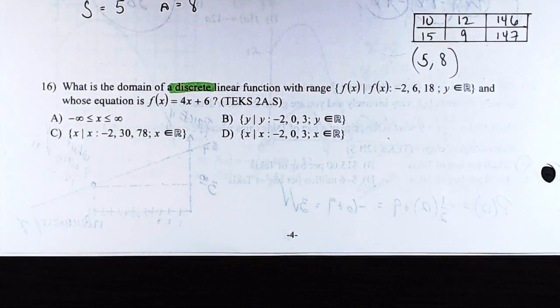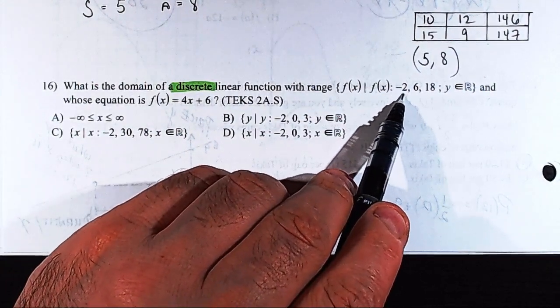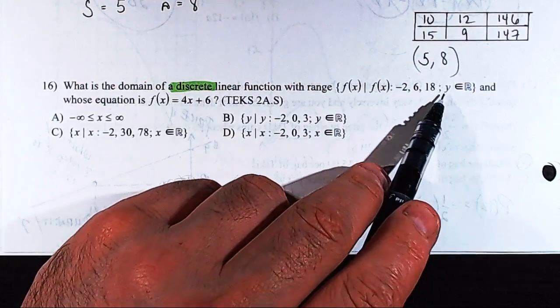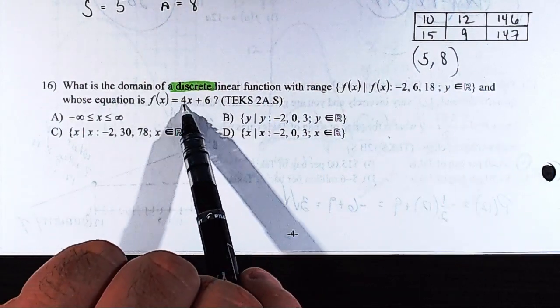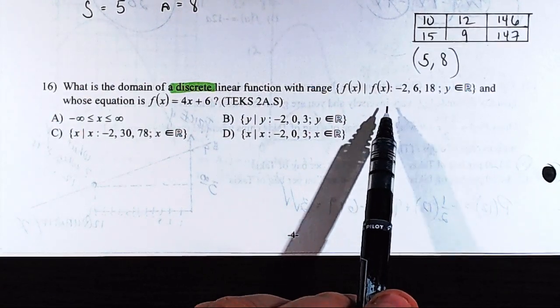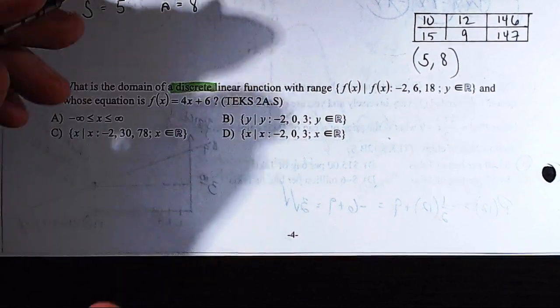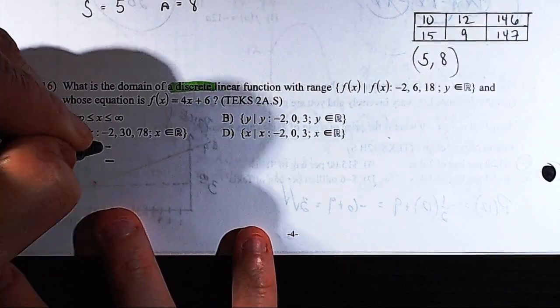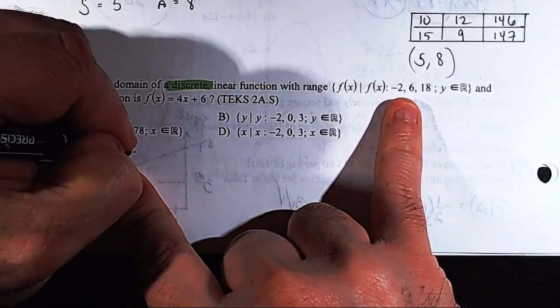The domain of a discrete linear function is going to be discrete. So with a range of f(x) containing -2, 6, 18, where y is an element of the real numbers, and whose equation is f(x) = -4x + 6. In this situation, we are given the y values, and we're asked to find out what the x is when that is the y value. If you wanted to evaluate this by hand, you would simply replace f(x) with your range value and solve for x.